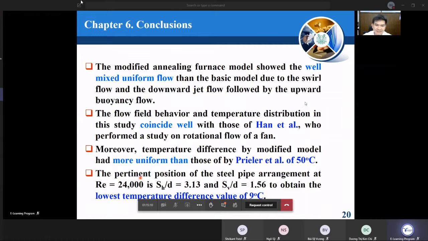And the last one, by selecting the pertinent position of the steel pipe arrangement at a Reynolds number of 24,000, with the horizontal spacing divided by the diameter at 3.13 and the vertical spacing ratio with the steel diameter at 1.56, we can obtain the lowest temperature difference value of 9 degrees. This is the main objective in the recent study.